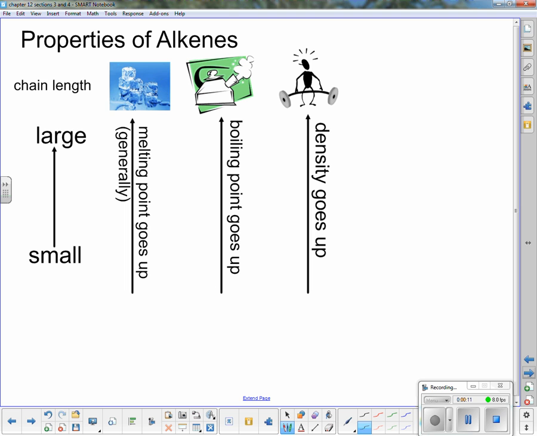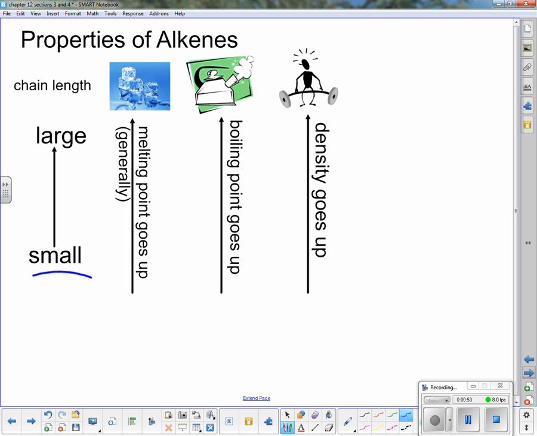As we talk about properties of alkanes, we've got to look at the chain length. As the chain length gets large, so down here at the bottom we've got small, and we're heading up to large, the melting point generally gets higher as far as temperature goes. Think about that. At room temperature, methane's a gas. At room temperature, octane, which we put in our car, is a liquid. And at room temperature, candle wax, which is around C42, is solid. So it's going to take more energy or a higher temperature to melt.